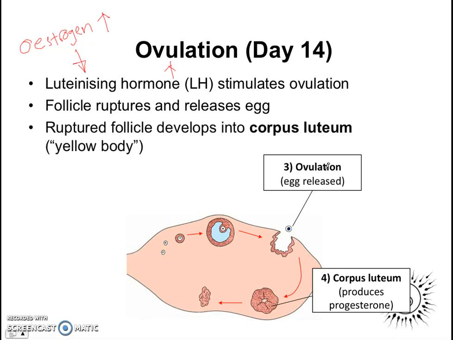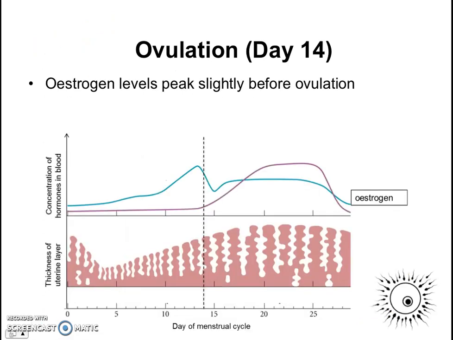And the ruptured follicle develops into a structure called the corpus luteum, which basically means yellow body because it looks yellow under the microscope. So this corpus luteum looks something like this. And you will notice that this corpus luteum produces progesterone, which is going to be important in just a while.